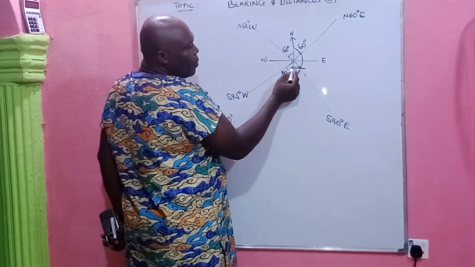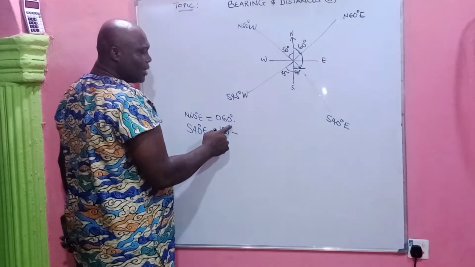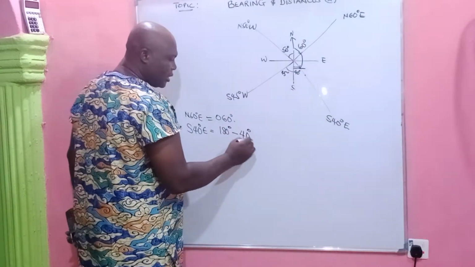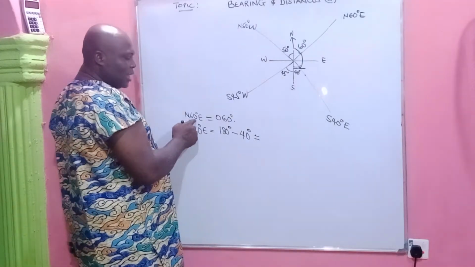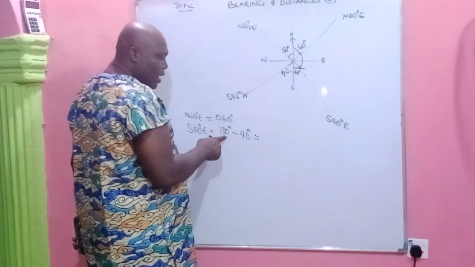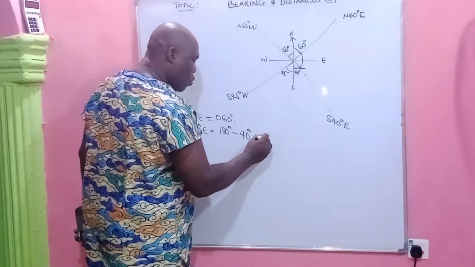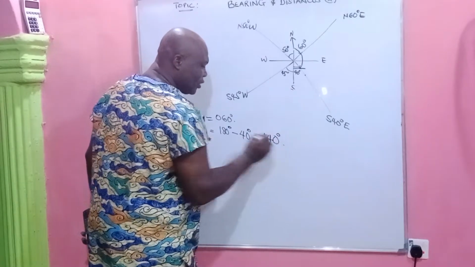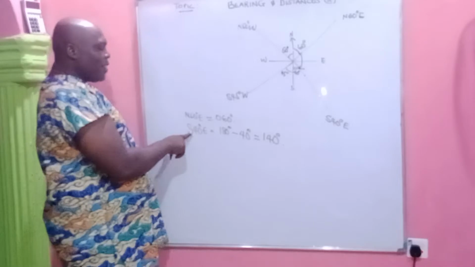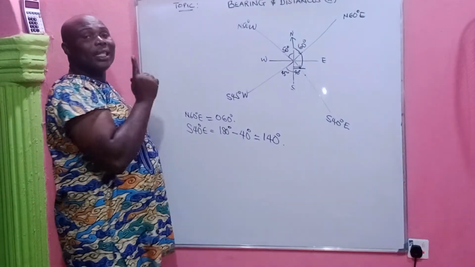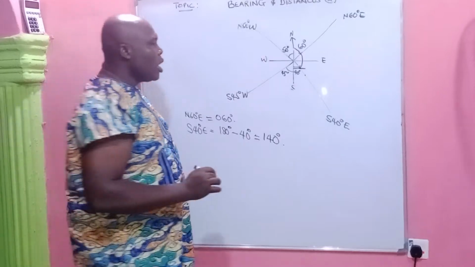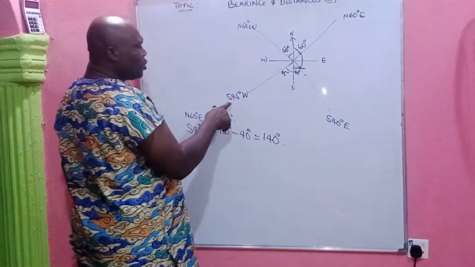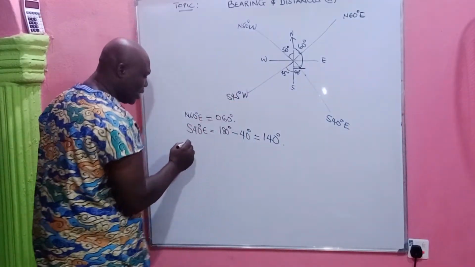So we have to remove 40 degrees. So that will be 180 degrees minus 40 degrees. It therefore means that S 40 degrees east will be equals to 180 minus 40 will give us 140 degrees to 3 digits. So we have converted S 40 degrees east to 3 digits to become 140 degrees. Don't forget that. Now, assume we want to convert S 45 degrees west.